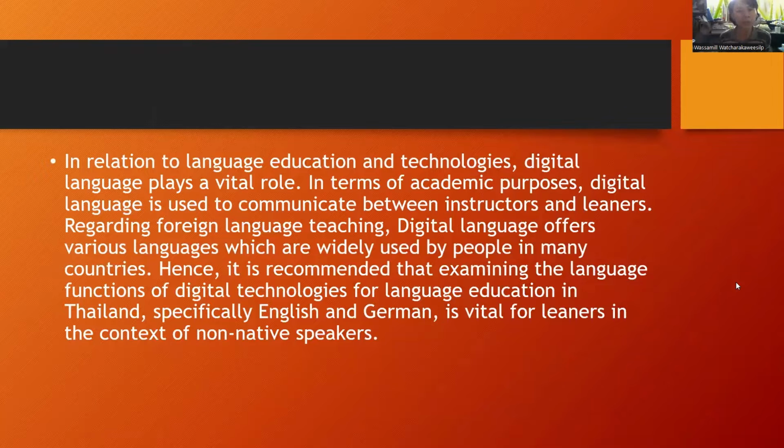In relation to language education and technology, digital language plays a vital role. In terms of academic purposes, digital language is used to communicate between instructors and learners. Regarding foreign language teaching, digital language offers various languages which are widely used by people in many countries. Hence, it is recommended that examining the language functions of digital technologies for language education in Thailand, specifically English and German, is vital for learners in the context of non-native speakers.